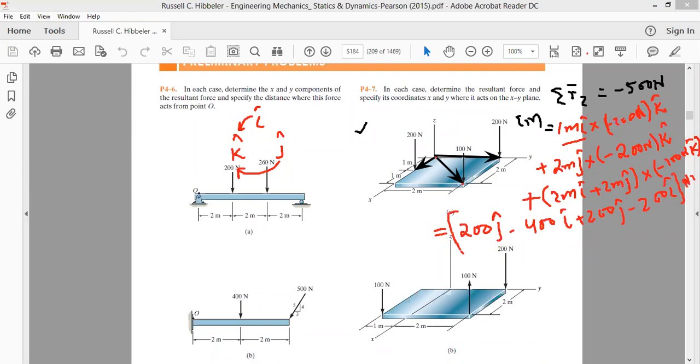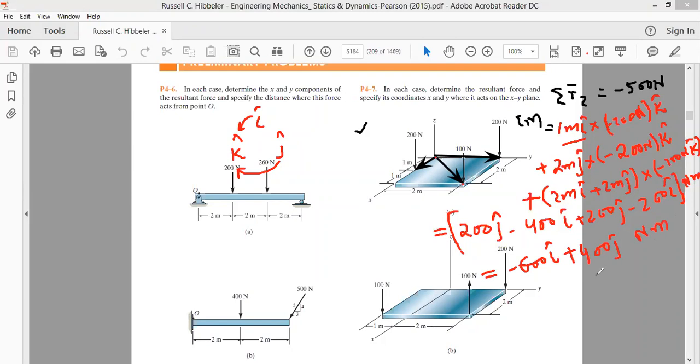So if we try to find out the total moments because of all these forces, it will be minus 400 minus 200, that is minus 600 i cap. And we have 200 j cap and plus 200 j cap, that is plus 400 j cap. So 400 j cap Newton meter is the total moment.